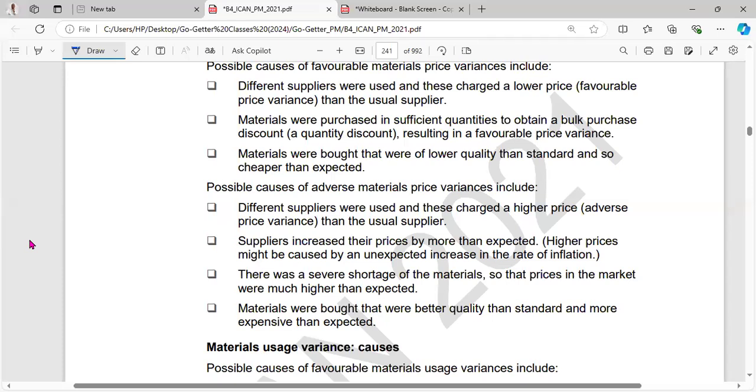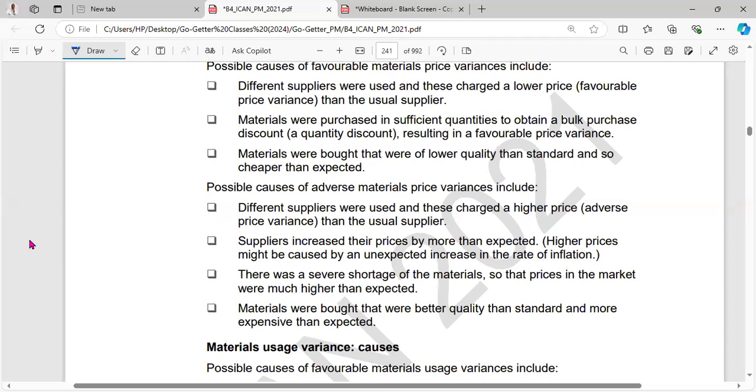And you now decide to buy from a different supplier, and he's telling you, I'm going to supply you as and when due, but you are going to pay a higher price. You say, okay, no problem, as long as you can meet your deadline. You now bought higher than what the normal person used to sell to you, so you have a price adverse variance. Now, sometimes suppliers increase their prices more than expected, maybe because of inflation, dollar rate, and all that.